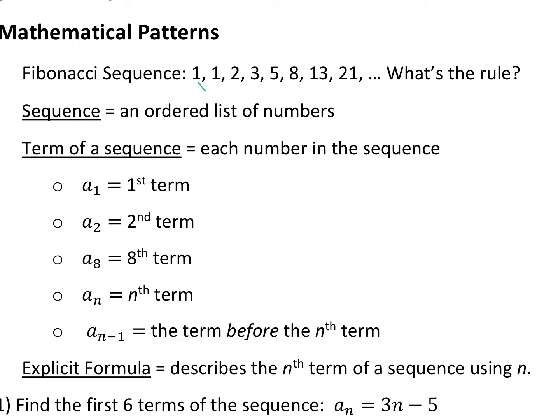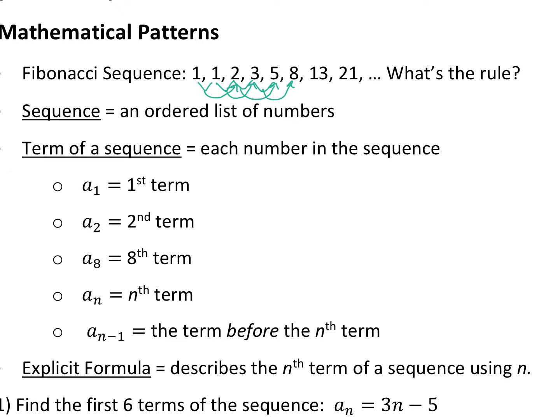Right. So you add these two numbers together to get this one. You add these two numbers to get that one. You add these two to get that. So you're adding two numbers together to get the one right behind it. That's a sequence. It is just an ordered list of numbers. There's something consistent happening there.